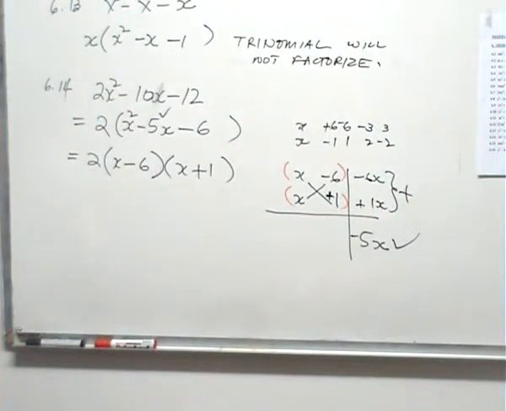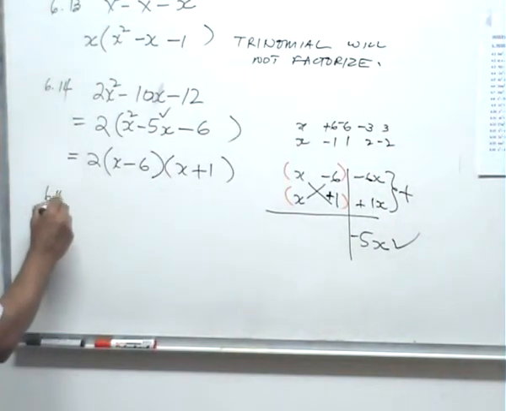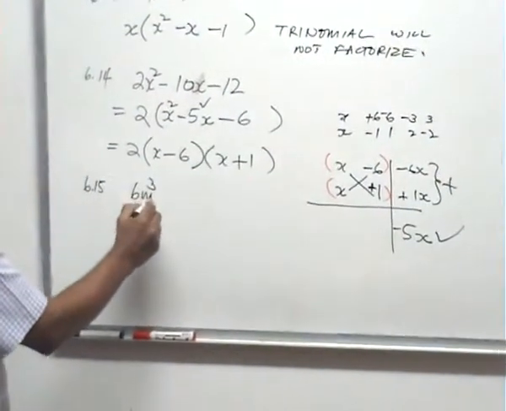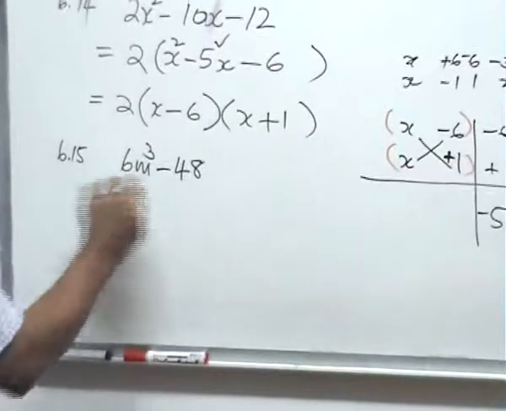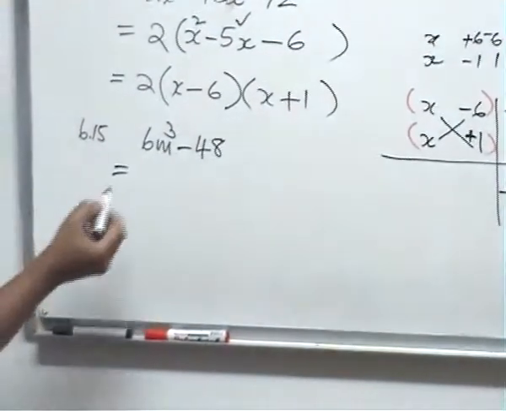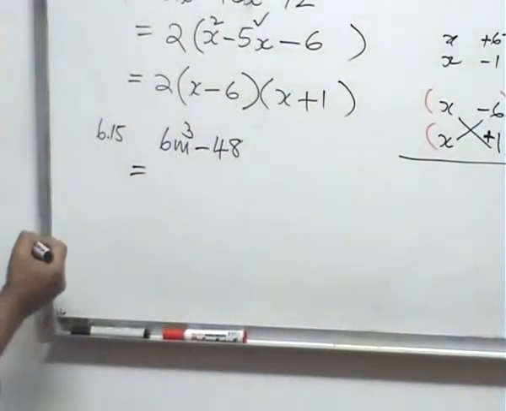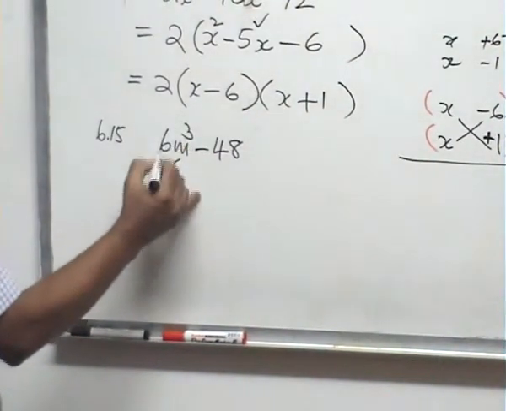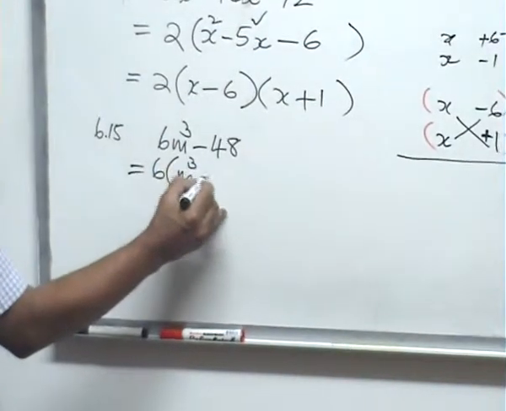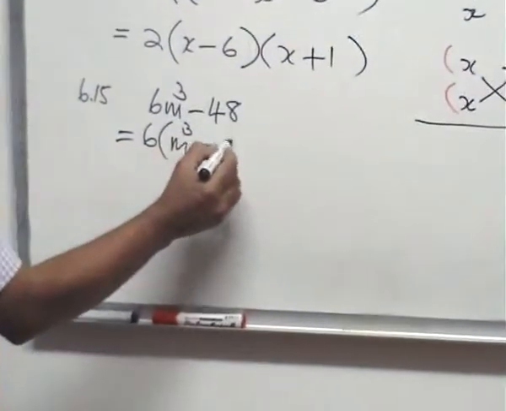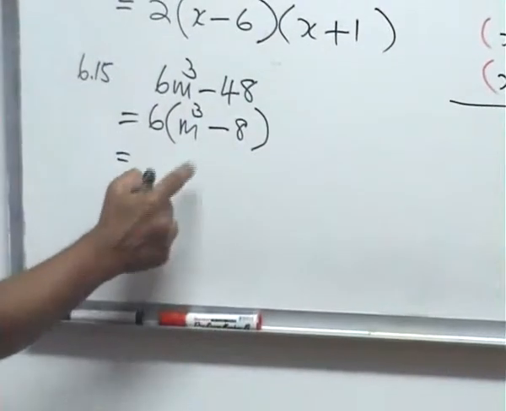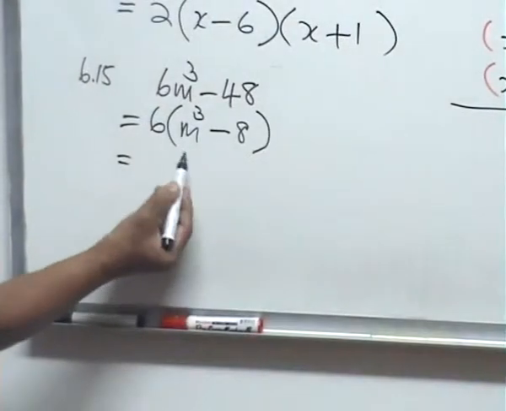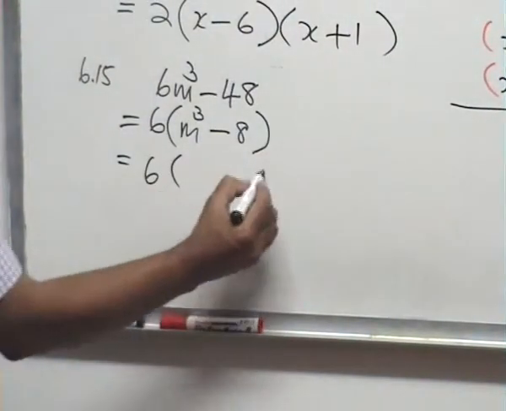And finally we're going to do 6.15. 6m cubed minus 48. I'll write the answer below it. When I study it carefully, I find it has a common factor, which is 6. Divide that by 6, m cubed. Divide minus 48 by 6, minus 8. And then when you look at the second part now, it's a difference of 2 cubes.